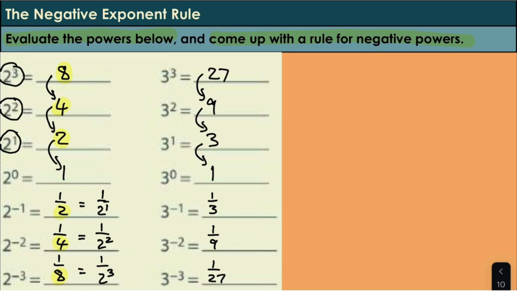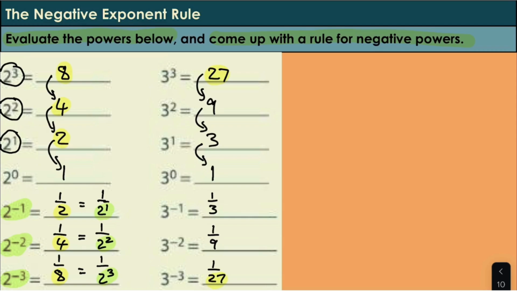Now we should notice something interesting here as well. We have 2 to the negative 1 is equal to 1/2 to the positive 1. 2 to the negative 2 is equal to 1/2 to the positive 2. 2 to the negative 3 is equal to 1/2 to the positive 3. Let's check the other side.